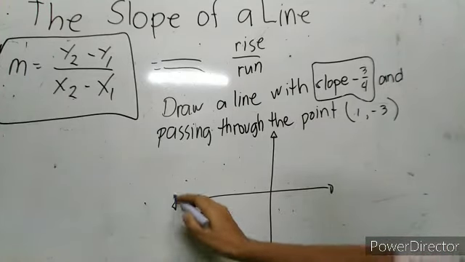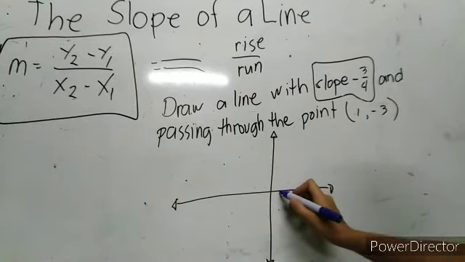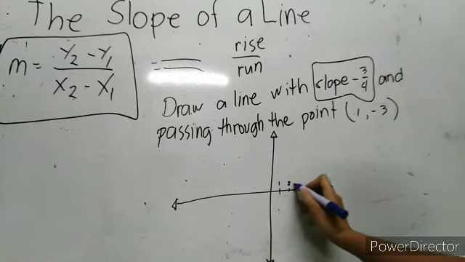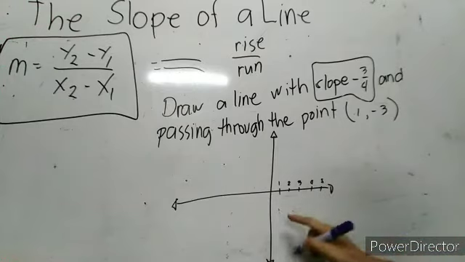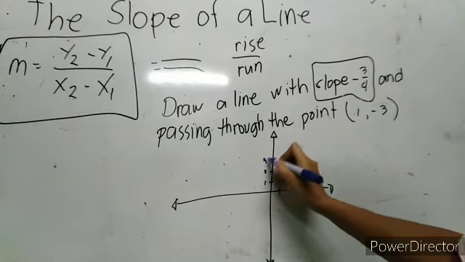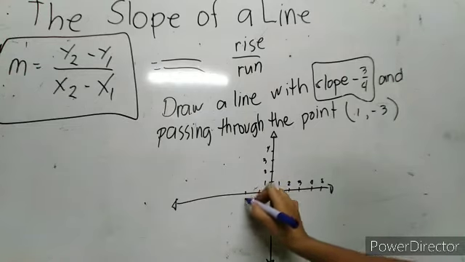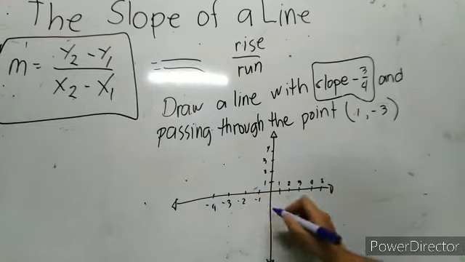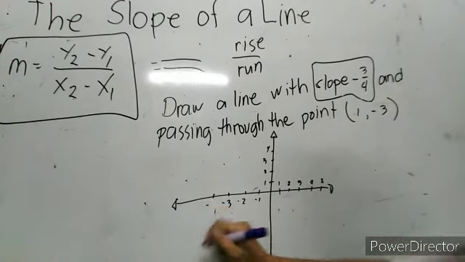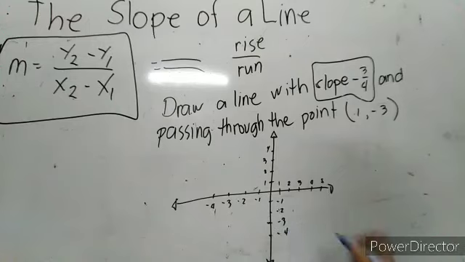Then let us label it. On the x-axis, the horizontal line, the right side is positive numbers. The y-axis going up is also positive numbers. Then the left side of the x-axis has negative numbers, negative 3, negative 4. The y-axis going down is also negative numbers. Okay, if you don't have graphing paper, you can just use your paper. Just draw the rectangular coordinate system, then label it.